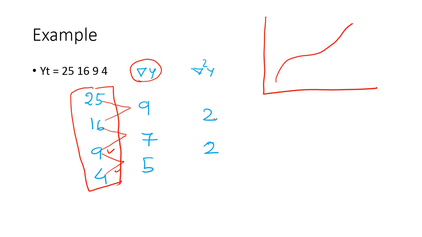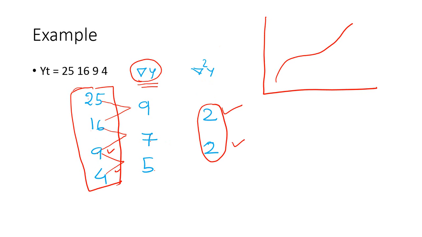When you take the second difference, don't confuse it with something like 25 minus 9. That's not the second difference. The second difference is the difference of the difference. That means we have already taken the first difference, and it's the difference of that. That means 9 minus 7, which is 2, and 7 minus 5, which is 2. So when we took differences twice, you can see the numbers are just the same, right?